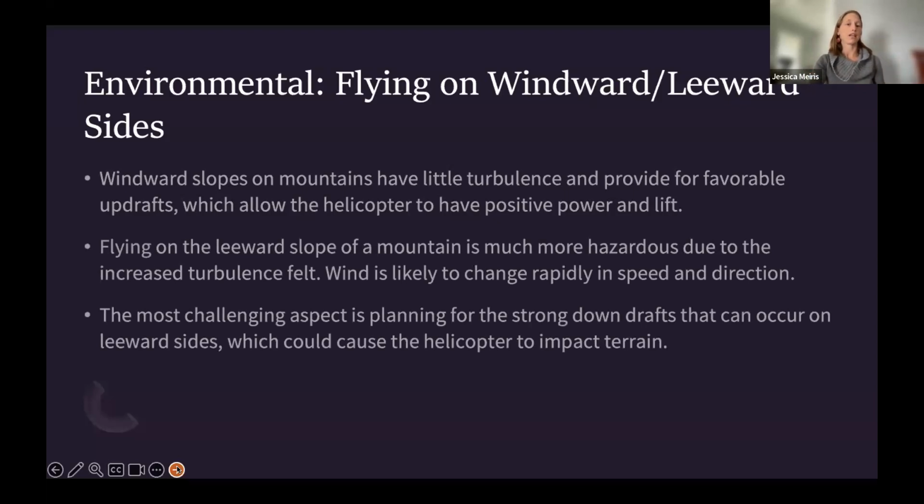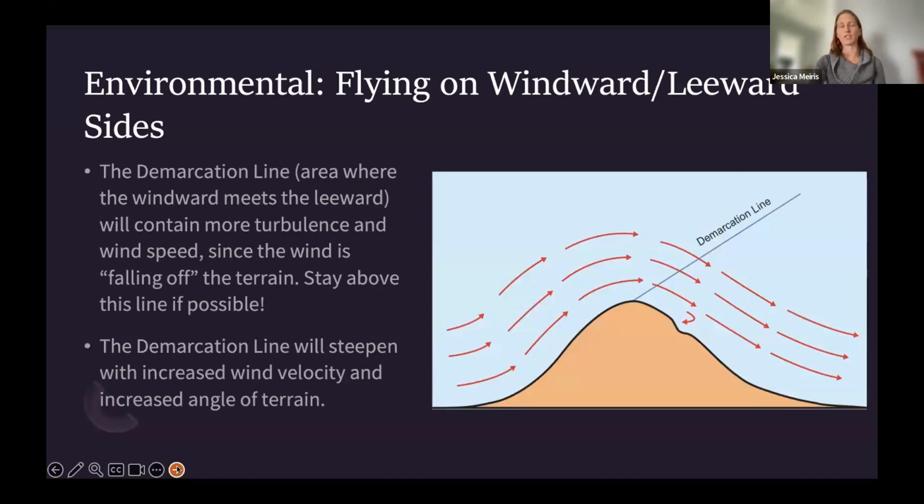And one of the most challenging aspects is to plan for those downdrafts on the leeward sides, which can be strong enough to push the helicopter down into terrain and cause it to impact terrain. And that definition, that line between the windward and the leeward side, is called the demarcation line. And that's where those two airflows meet, and can also include a lot more turbulence in that area.